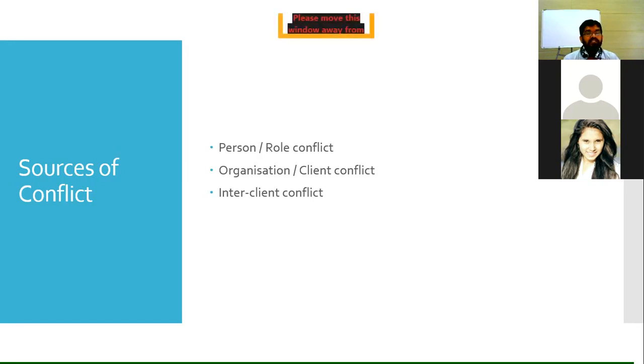Okay, next one is inter-client conflict. Two customers start fighting. That is called inter-client conflict. Like you are owning a hotel, you are providing services in a hotel, and there are two customers sitting at adjacent tables, and one customer starts smoking in a non-smoking zone. The other person gets offended and the conflict starts. That is called inter-client conflict, the conflict between two different customers.